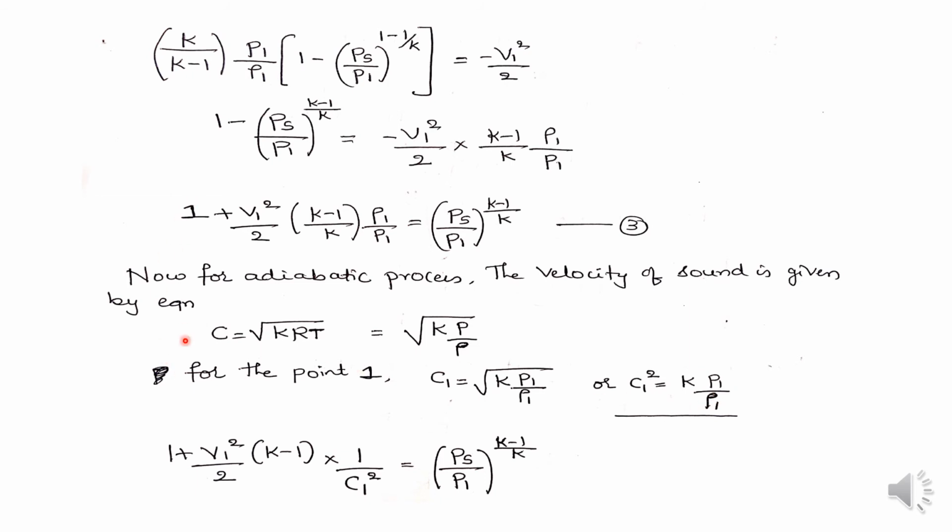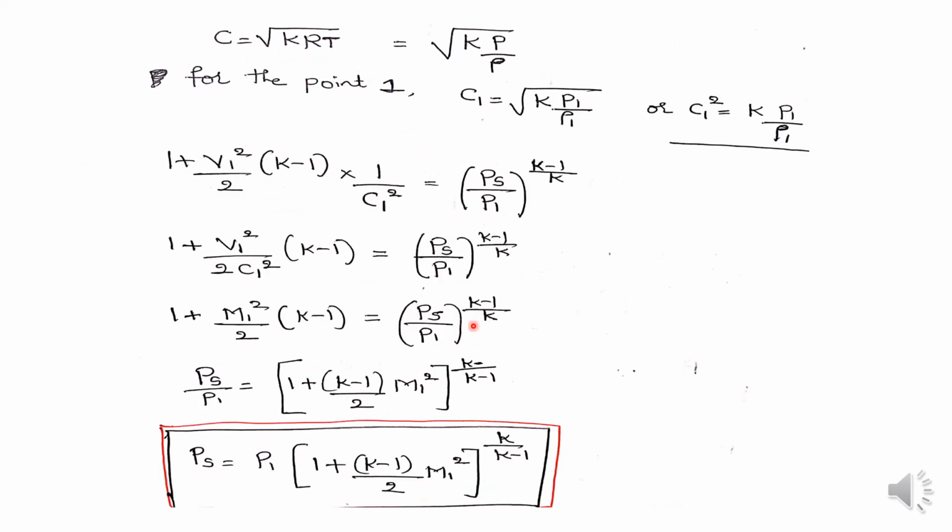I have written the equation as it is: 1 plus v1 square divided by 2 into k minus 1, as it is. So this rho 1 divided by k into p1 is replaced by 1 divided by c1 square into ps divided by p1 to the power k minus 1 divided by k, as in the equation here once again. Up to this we have already put it here. So now 1 plus v1 square divided by 2 into c1 square, k minus 1. This equation I have written in this form; nothing new we have done here.